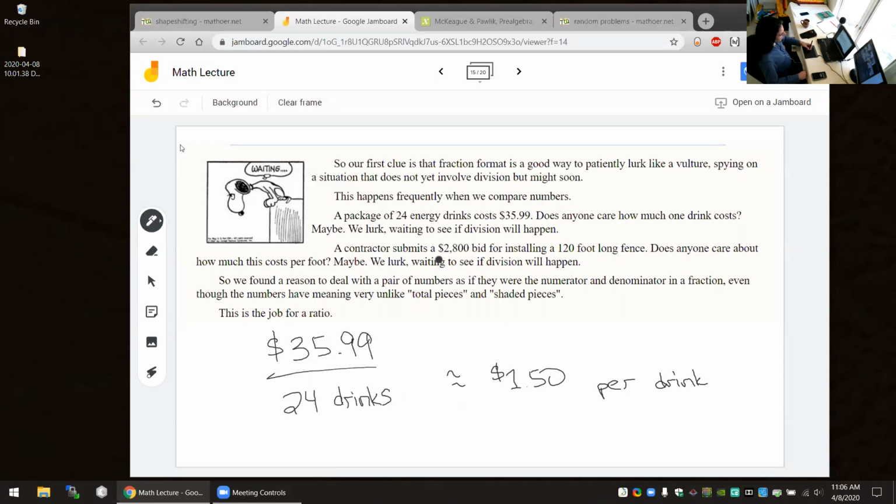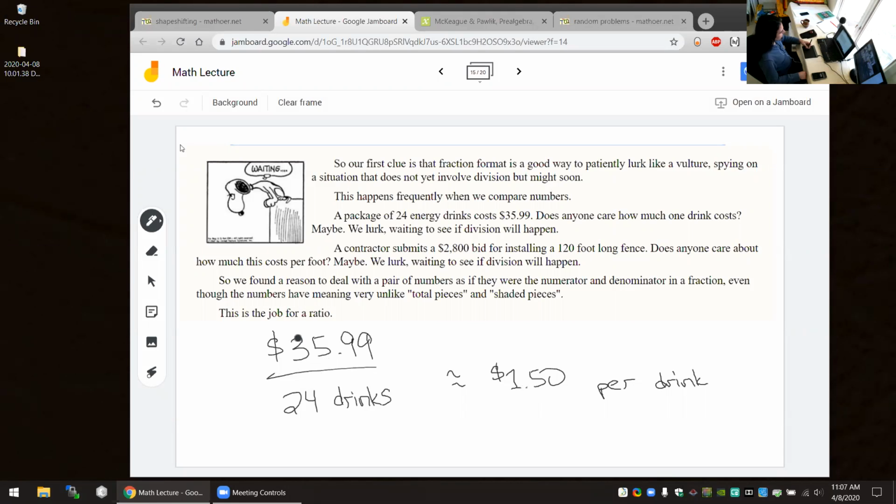Similarly, a contractor might say it costs $2,800 to install a 120-foot long fence. We could work out $1 per foot, do the division. But maybe no one cares. Maybe it's a different thing. Maybe we're going to say, well, how about for 500 feet of fencing or something? So we have a comparison happening. We can write it like a fraction, but I'm not really sure I want to do the same kind of stuff with it that I would do with a fraction, like making the decimal value.